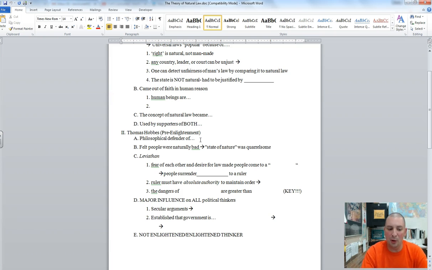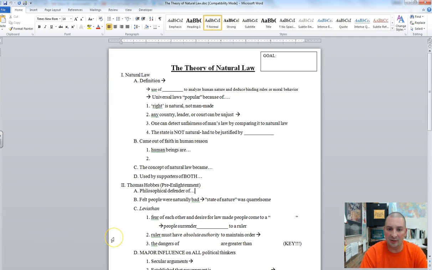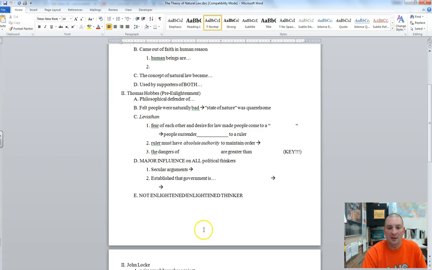Now I want you to take a moment and talk about Hobbes and natural law. How does he connect to this theory of natural law that we talked about up here? Go ahead. Now, Hobbes, again, like I said up here, is a pre-Enlightenment thinker.